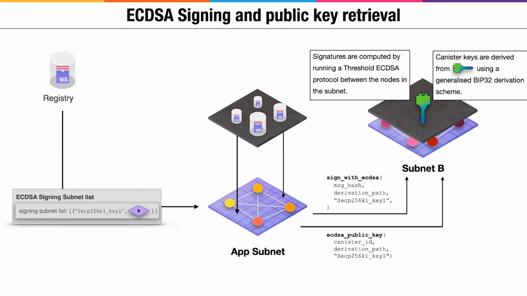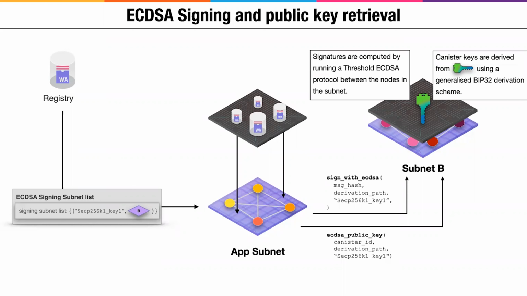For the public key case, this is much simpler. We don't need a protocol to answer this request. Given the main public key of the subnet, this can be used together with the canister ID and the derivation path to derive any key of the canister. As I said, this uses a generalized BIP32 key derivation scheme, which includes the canister ID in the path that is used to derive the canister keys.